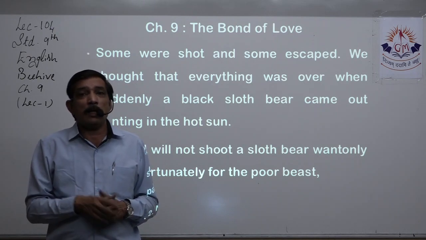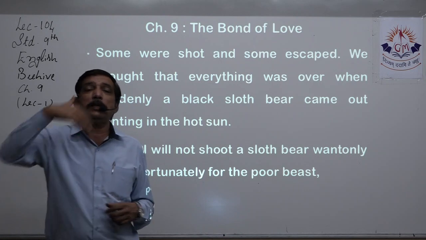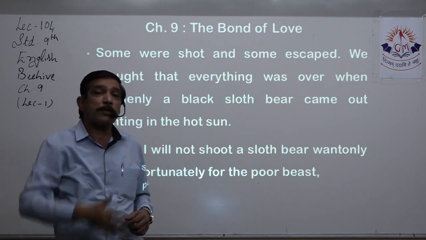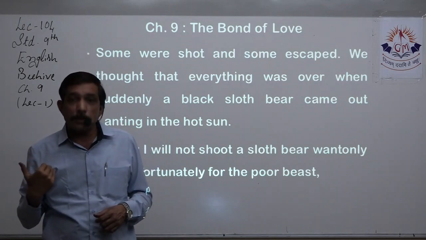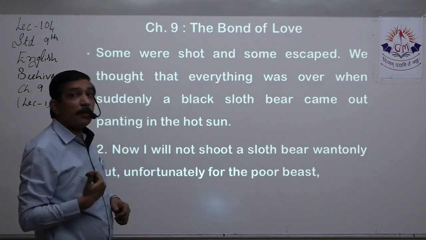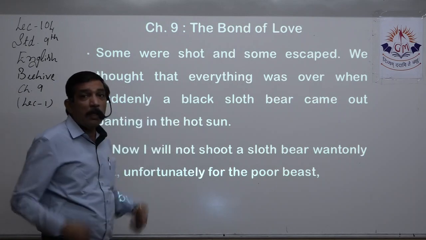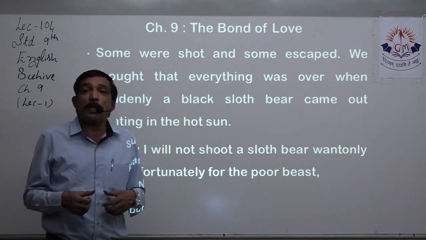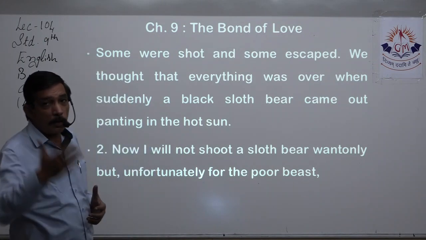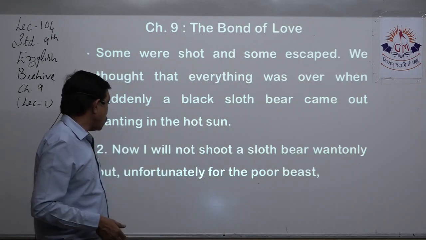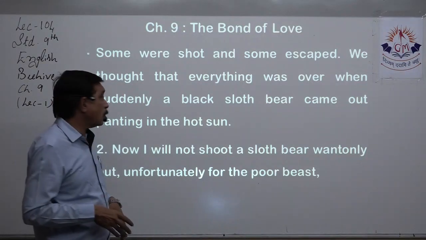So, the shots were fired from this side, so automatically the pigs must have run away into the forest from the other side. But this one was coming towards the farmers who were shooting, right? So it came in the opposite direction. The bear came out panting, panting. It was heavily in need of breath, and puffing, because it might have run quite a long distance in the hot sun. That means it was in a clear area where everybody can see the sloth bear.